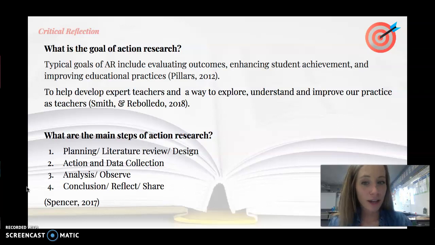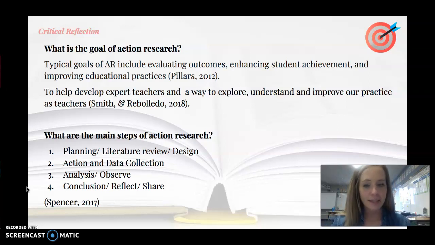What is the goal of action research? I found that typical goals of action research include evaluating outcomes, enhancing student achievement, and improving educational practices. To help develop expert teachers and a way to explore, understand, and improve our practices as teachers is also a main goal of action research.